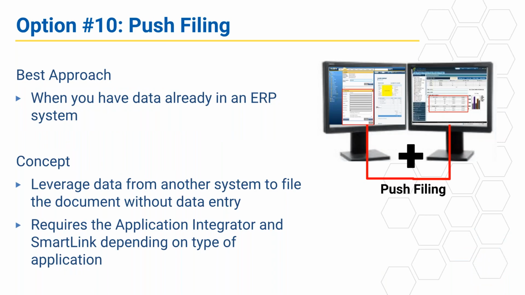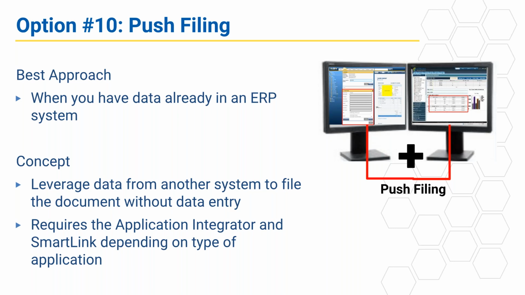And then lastly is the push filing. This is great if you work with an ERP system today and want to leverage that data. So you enter the data, usually with a dual monitor approach. You enter the data in the ERP, you click a button, and then it files that data into the waiting scanned image in DocStar. We're going to demonstrate this today and show you how that works.